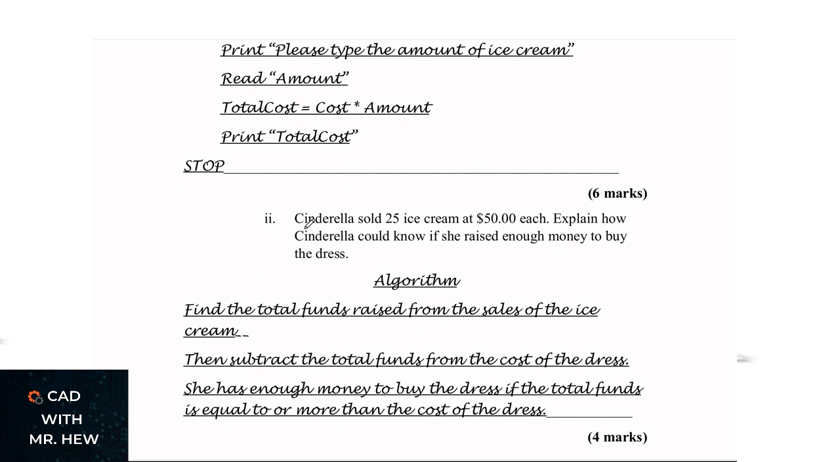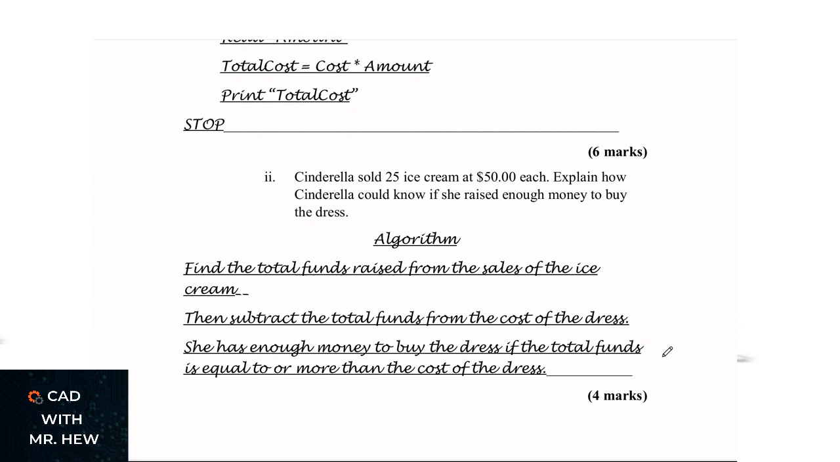All right. Now it says Cinderella sold 25 units of ice cream at $50 each. Explain how Cinderella could know if she raised enough money to buy the dress. So here's the algorithm. Find the total funds raised from the sale of ice cream. Then subtract the total funds from the cost of the dress. She has enough money to buy the dress if the funds raised is equal to or greater than the cost of the dress. This answer would give you 4 marks.